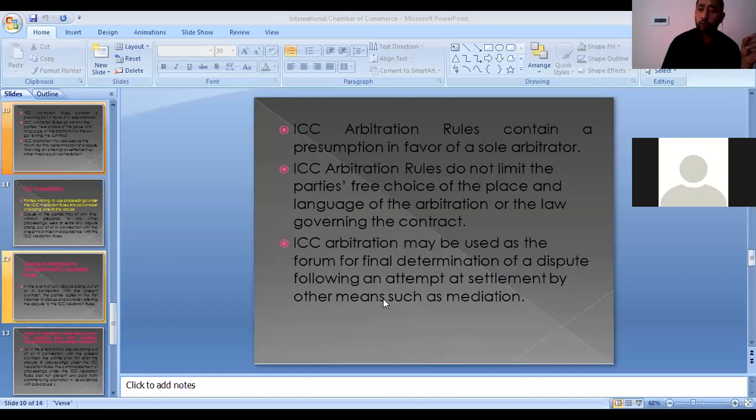ICC arbitration rules do not limit the parties' free choice of place and language of arbitration or the law governing the contract. ICC arbitration may be used as the forum for final determination of a dispute following an attempt at settlement by means such as mediation. So students, the ICC did not bar any person from using any place for the arbitration, or any language in the arbitration, or the laws concerned with the arbitration. The ICC did not bar it.